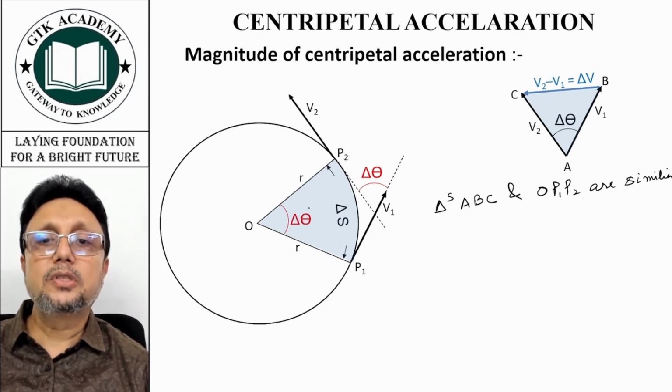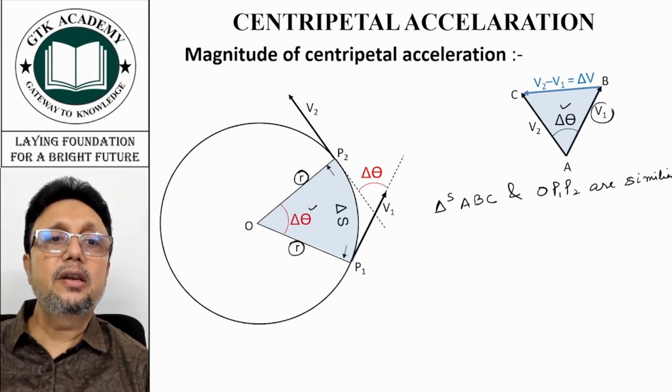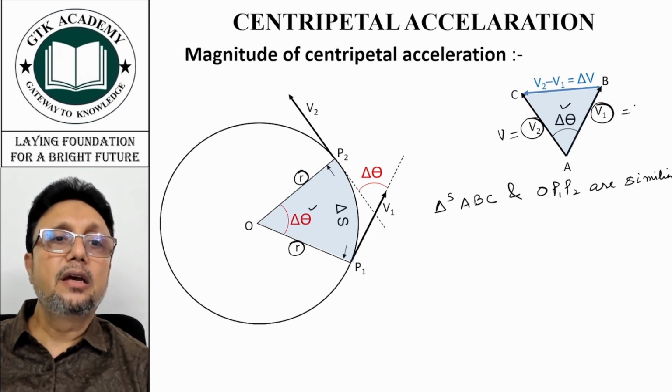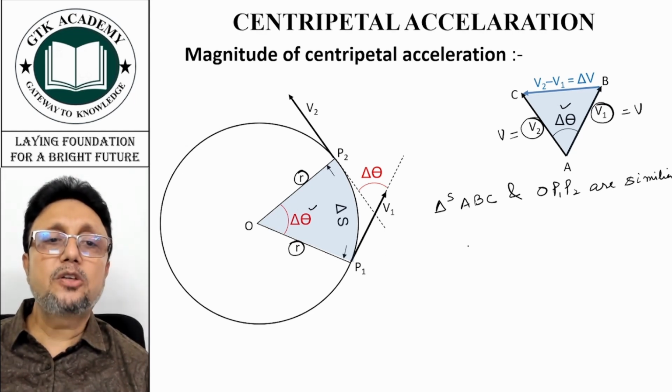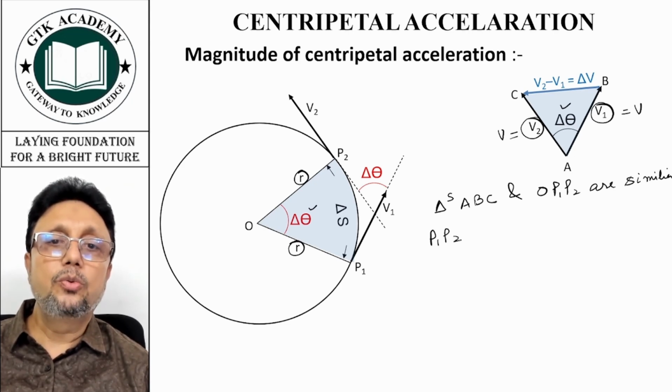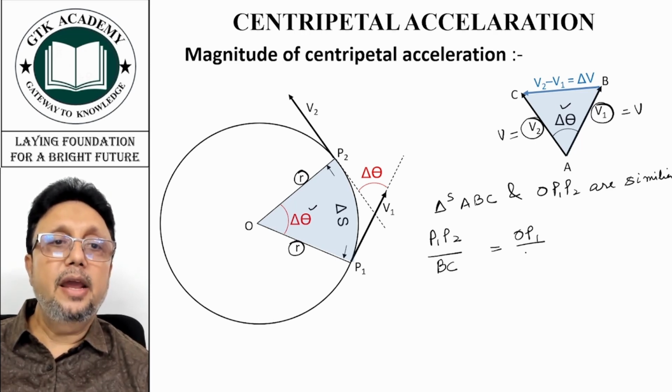Why are they similar? Because this angle is delta theta, this is delta theta. Here both sides are equal, r. Here also V1 and V2 are equal in magnitude, say V. So now the sides of similar triangles are in the same ratio. That means P1P2 upon BC is equal to OP1 upon AB.